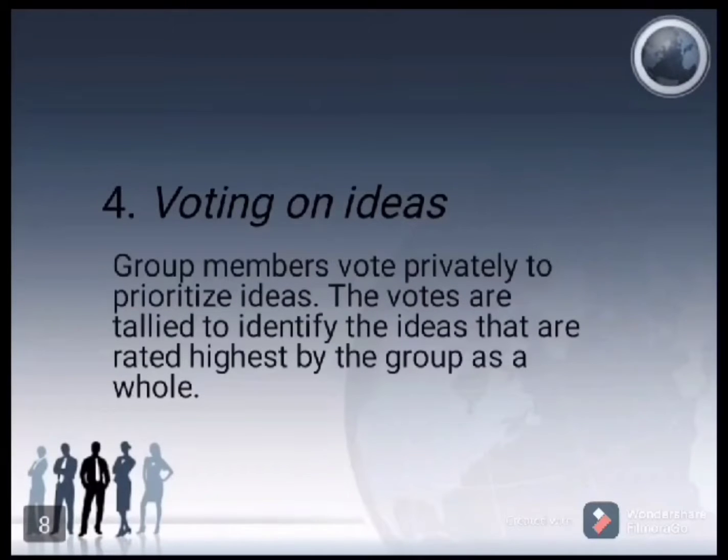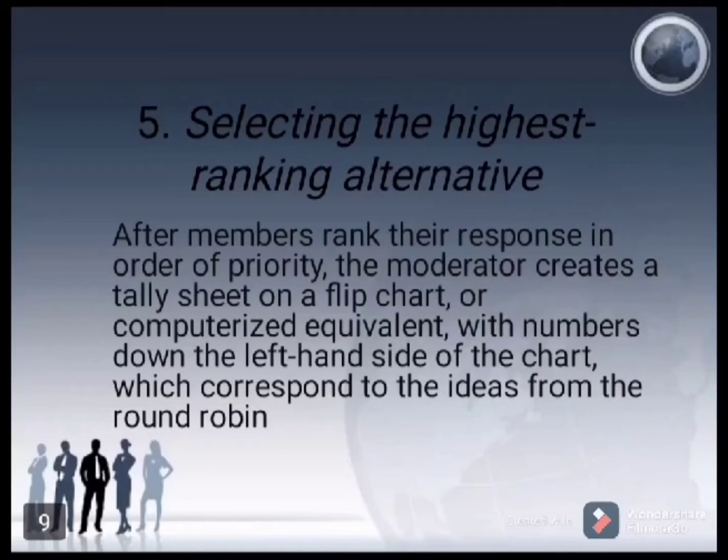Number 4. Voting on ideas. Group members vote privately to prioritize ideas. The votes are tallied to identify the ideas that are rated highest by the group as a whole. To grow the best ideas, you have to collaborate, discuss, refine, and vote on ideas with the most potential for further development. Voting is how your users express interest in an idea. If you have an active innovation community that is passionate about new ideas, your ideas will result in a lot of votes and likes.